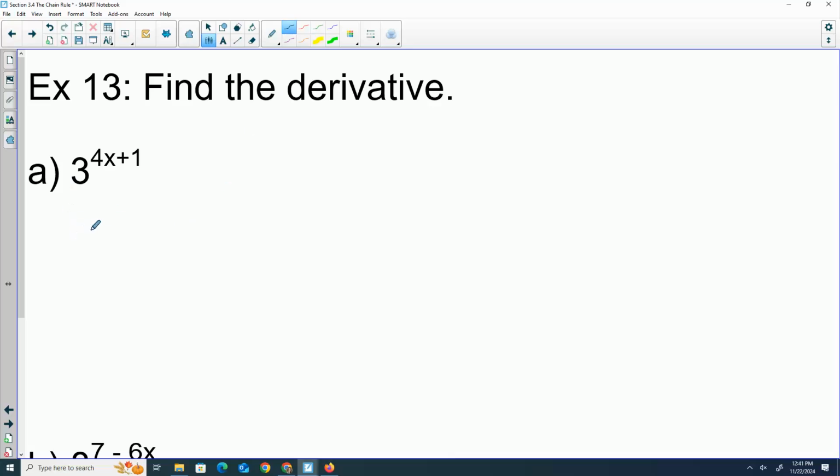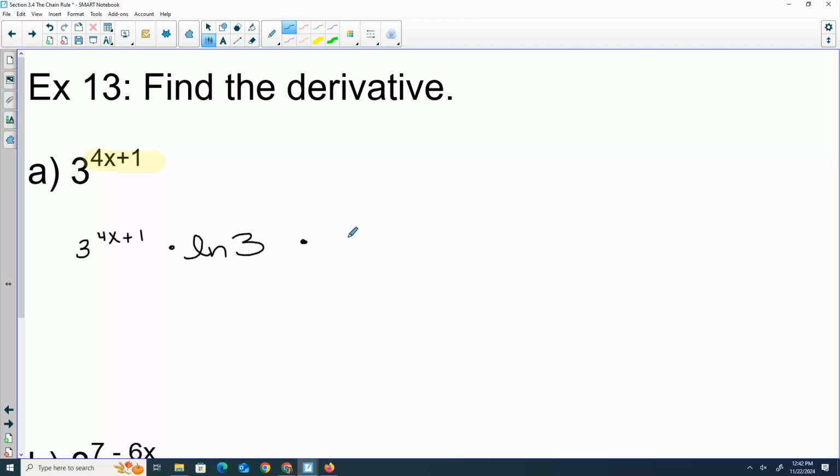So, the derivative of 3 to a power is still 3 to the power, times the natural log of the base. But what else do I need? You've got to bring your exponent down, right? My exponent was not just a plain x, so chain rule, the derivative of the inside.